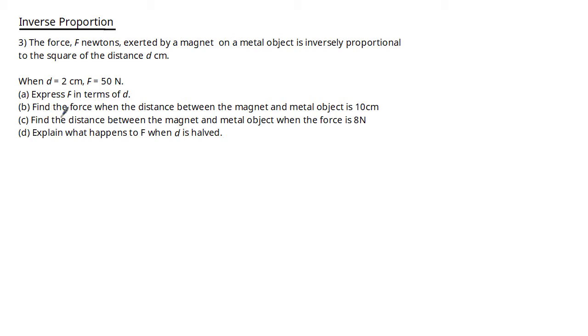Part B asks us to find the force when the distance between the magnet and the metal object is 10 centimeters. Part C asks us to find the distance between the magnet and the metal object when the force is 8 newtons. And the last part asks us to explain what happens to F when d is halved.